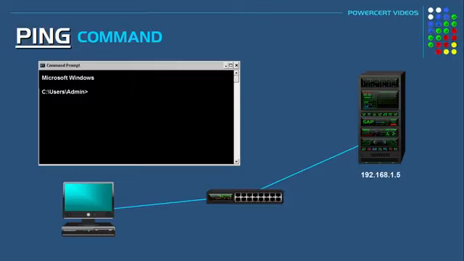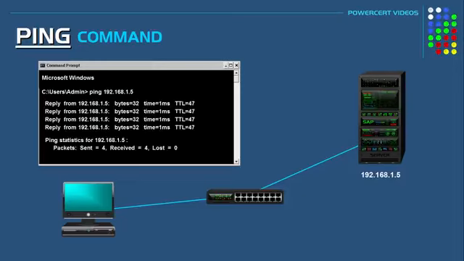So we would open up a command prompt and then type the word ping along with the IP address of the server and then press enter. Then the ping utility will send out 4 data packets to the IP address of the server. Then our computer will wait for a response. Then the server will send the data packets back to us as a reply.